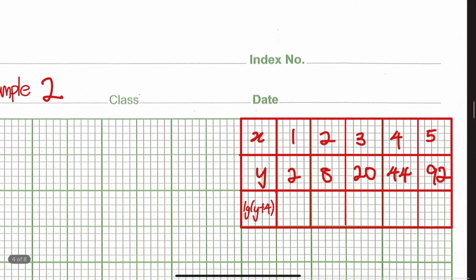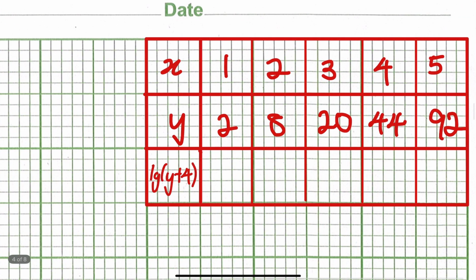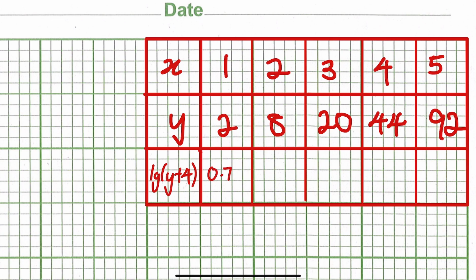Example 2. On the top right side, you can write out the table of values here, the x and y values, and then you calculate yourself. Can you try this by yourself first? Make sure you know how to press in your calculator to calculate log y plus 4 based on the corresponding y values. I will now write out the answer since I've already calculated them: 0.778, 1.079, 1.380, 1.681, 1.982.